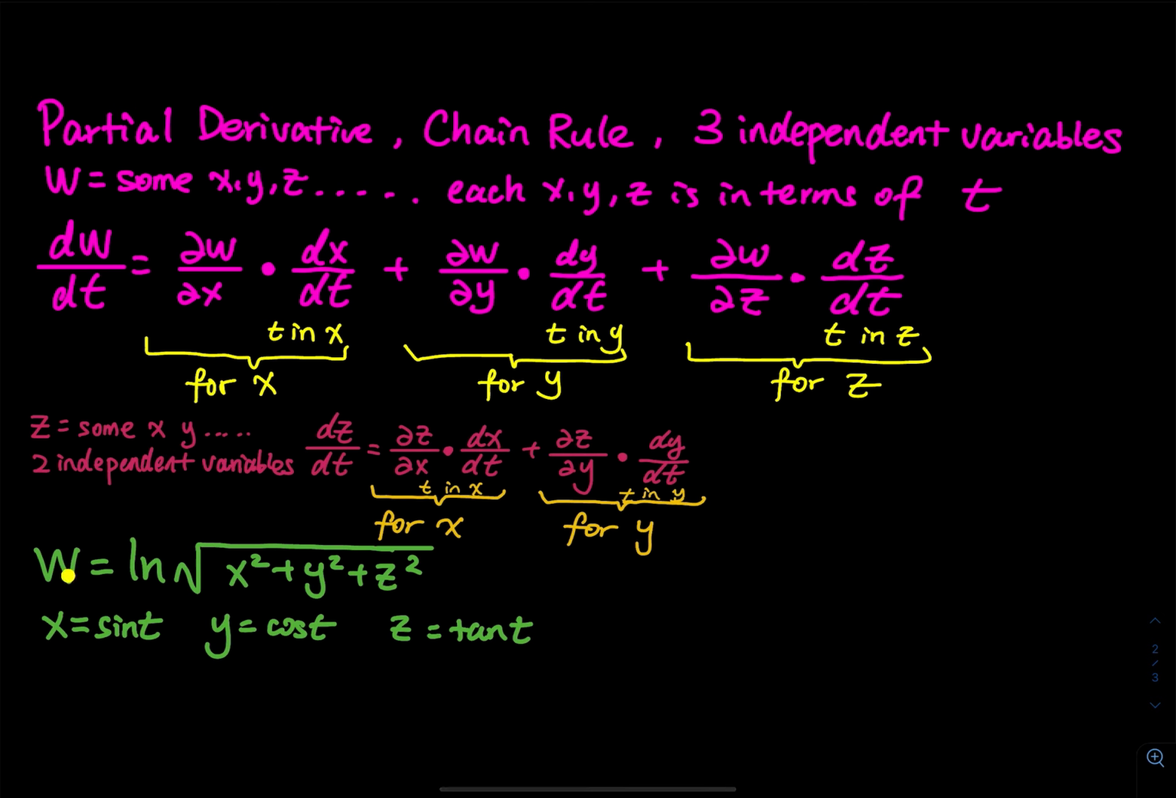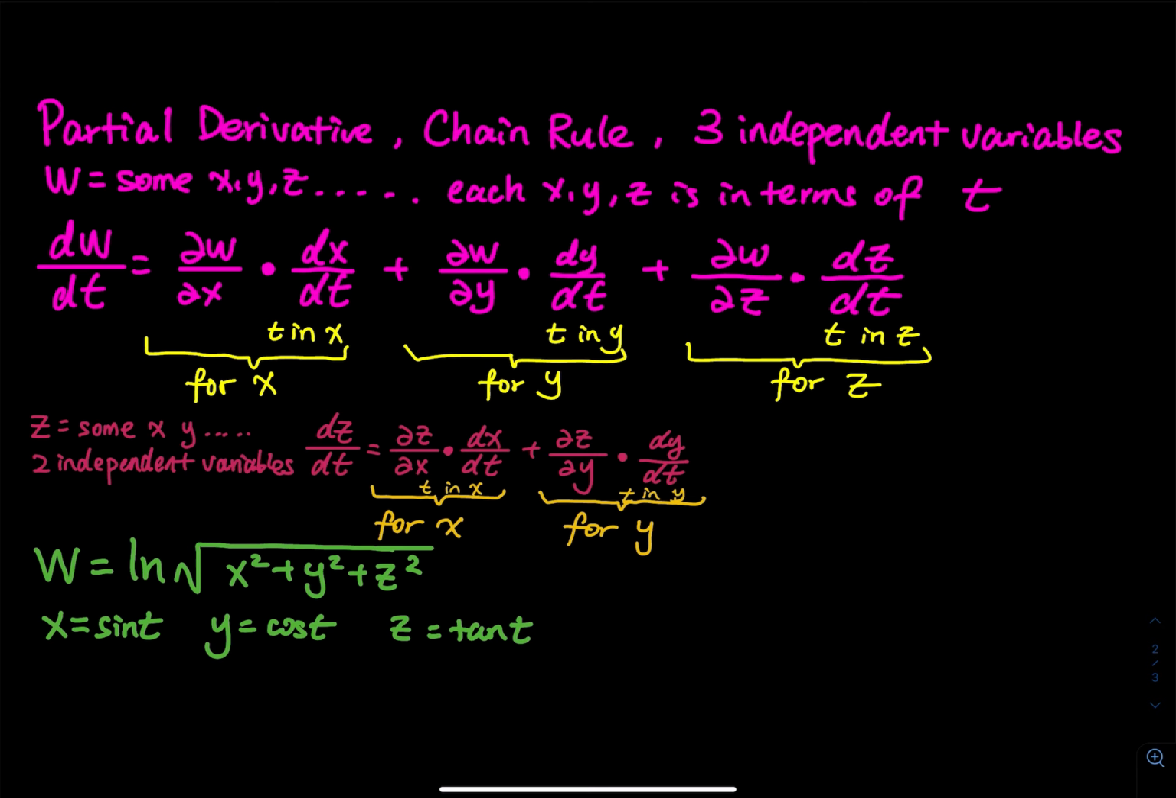W is a dependent variable. The value of W depends on x, y, and z. And then each independent variable, x, y, and z, is in terms of t. Okay, x is sine t, y is cosine of t, z is tangent of t. How do we do the partial derivative?